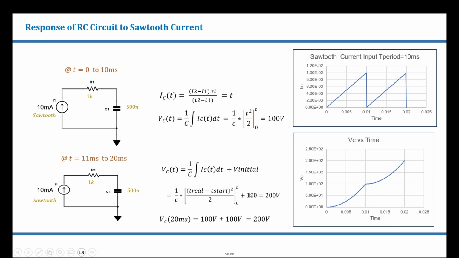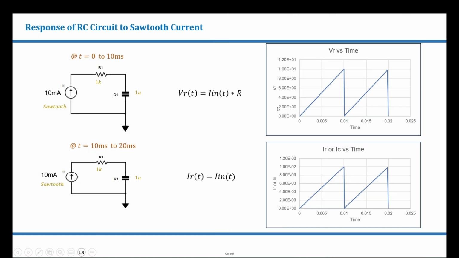This is the initial voltage that the capacitor had charged to at 10 milliseconds. Since there is no path for it to discharge when the input drops to 0, it stays at that voltage level and starts charging when the input current is available again. VR is equal to I in into R, and IR is the same as the input current.